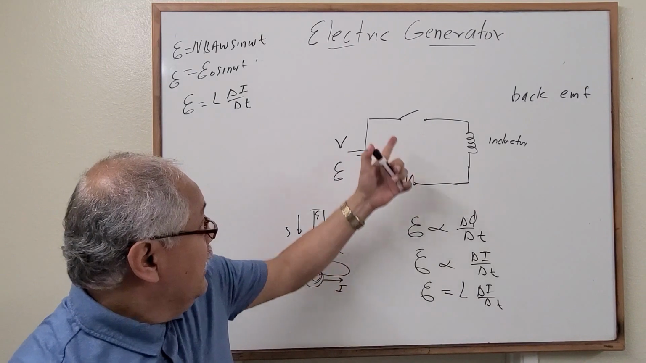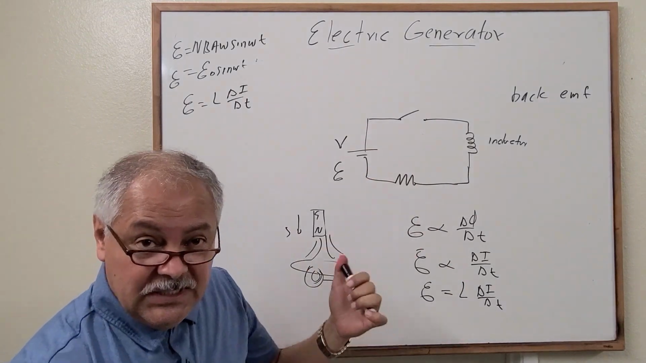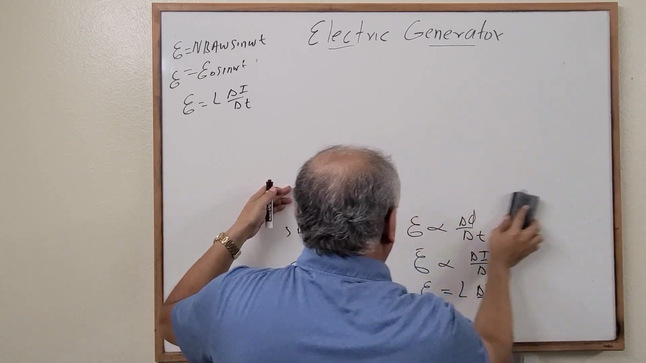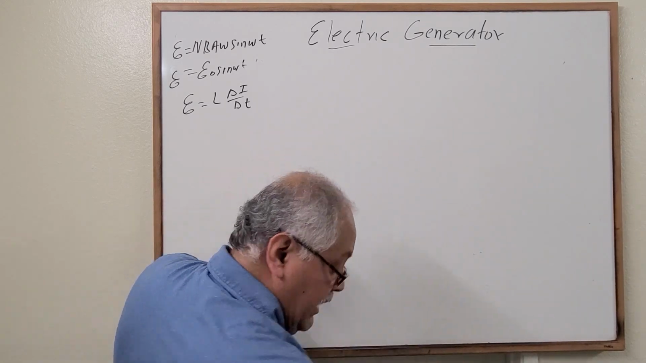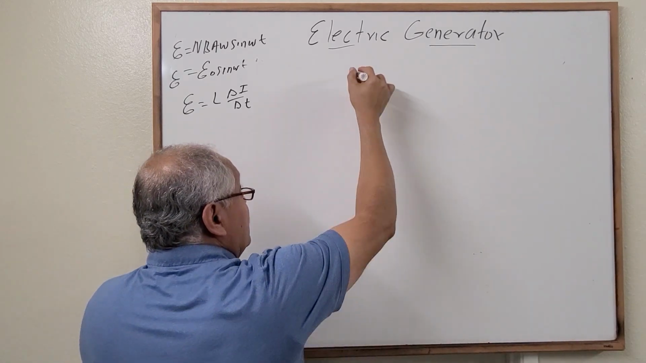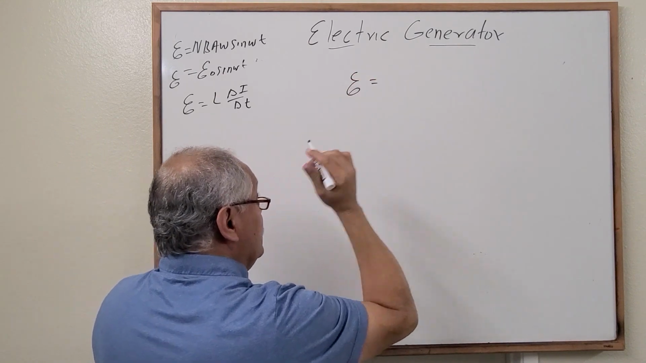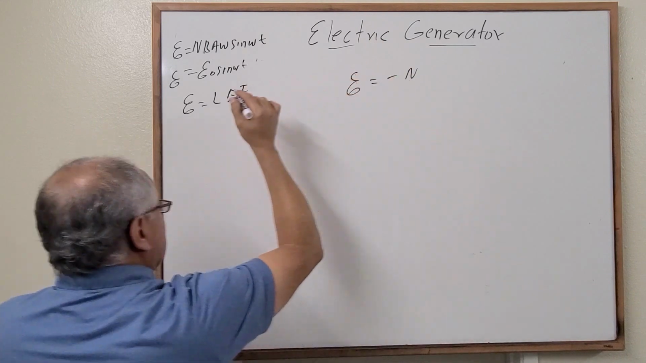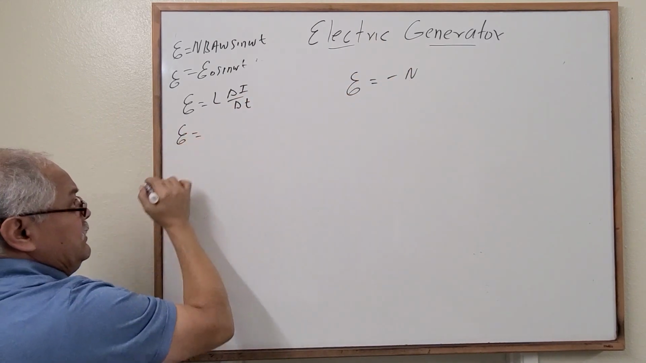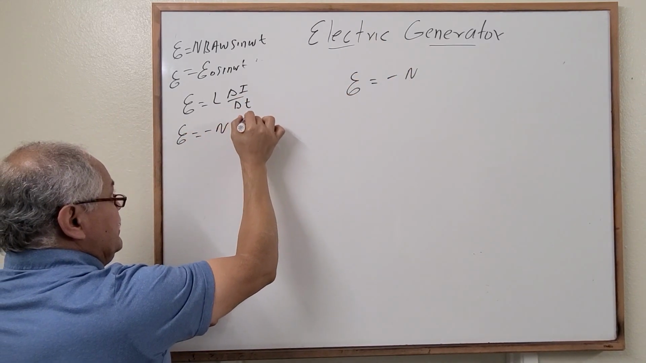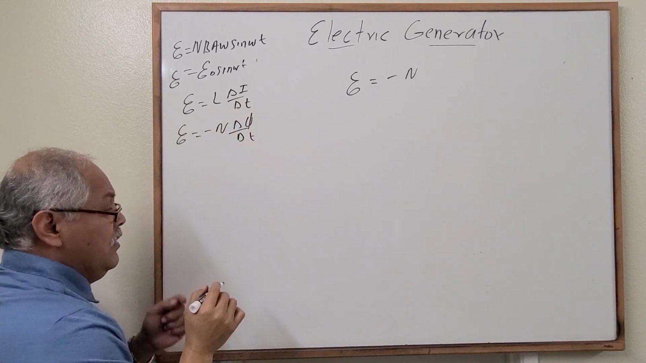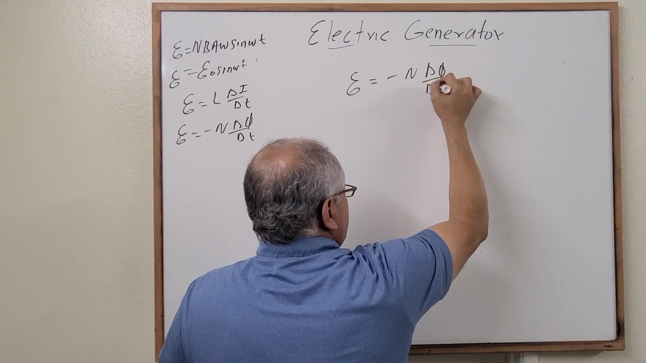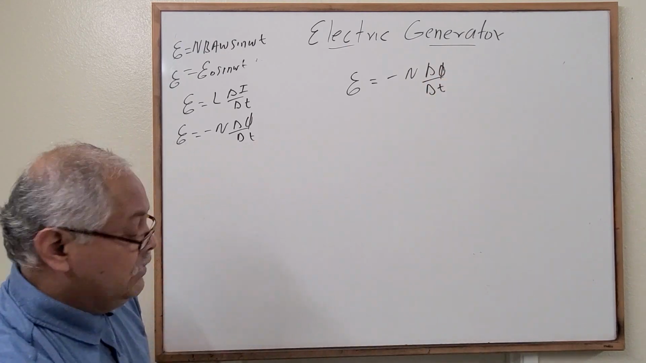Perfect. Now let's go back to Faraday's law. This is from the previous chapter. Faraday's law tells us that the electromotive force is equal to negative N times the change in the magnetic flux with respect to time. Let me write it right here because this is very important.